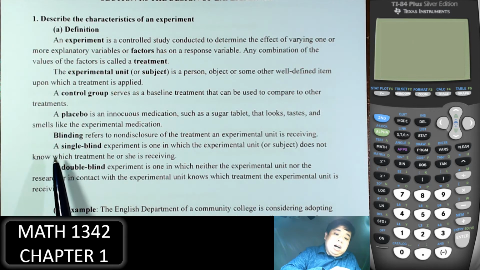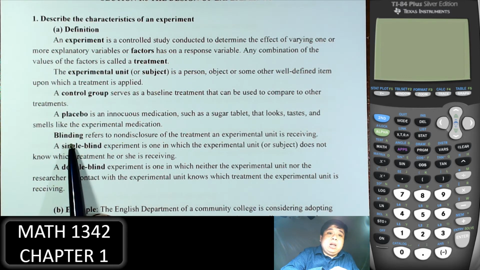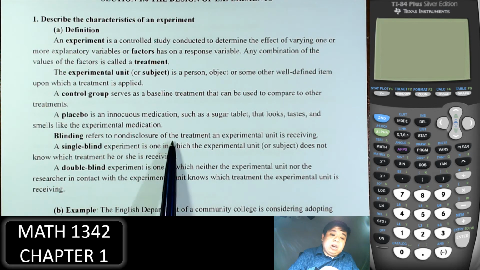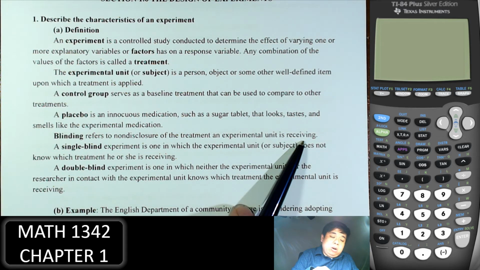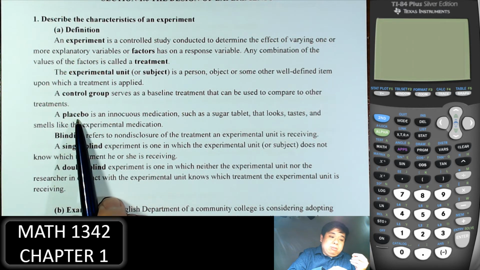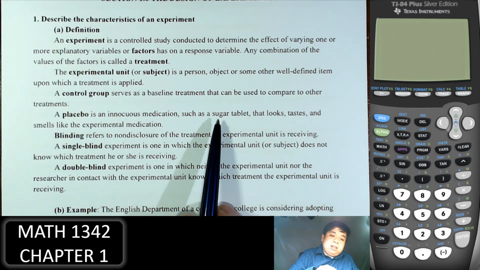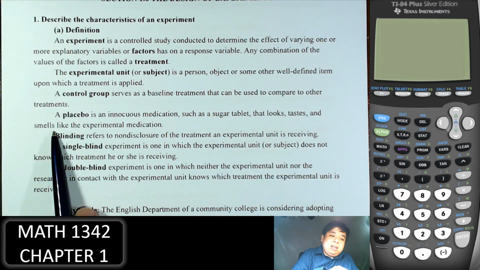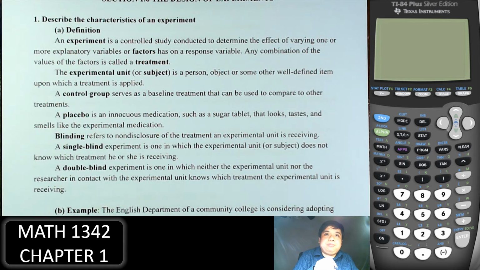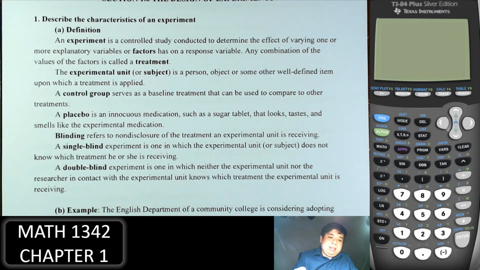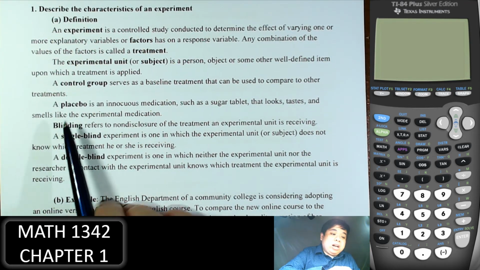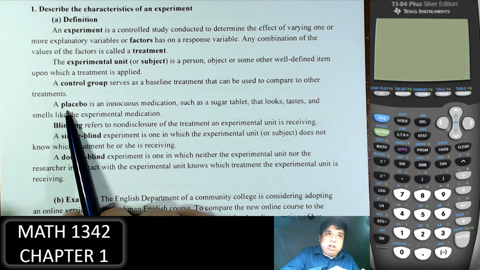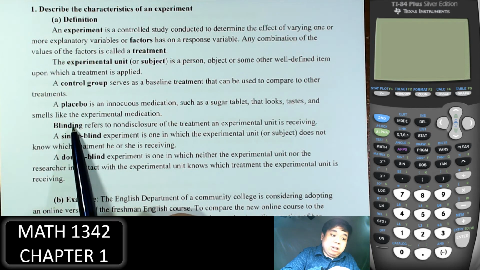So that's why the study or the experiment should be blinded. This is the non-disclosed treatment that the experimental unit is receiving. The person receiving nothing is called a placebo. For example, it's just like a sugar tablet that looks, tastes and smells like the actual medication, but actually there's no medication in it. But the subjects in the research do not know that. That's why it's called blinding.